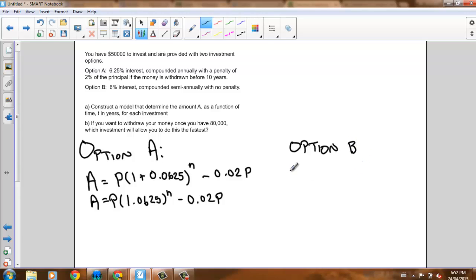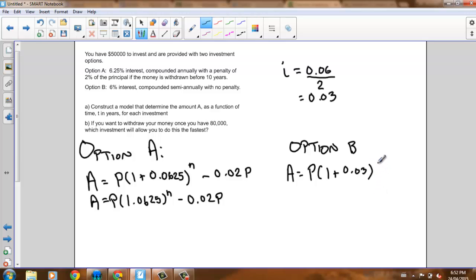Option B, my final amount would be equal to my principal times 1 plus, now here, since this is compounded semi-annually, my interest rate, which is 6%, gets divided by the number of compounding periods in a year. Semi-annually means twice. So my per compounding period interest rate is 3%.